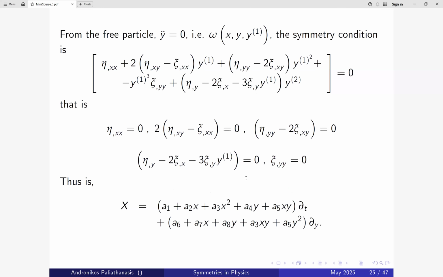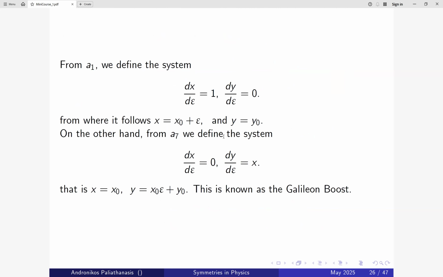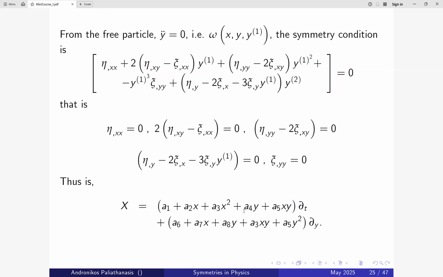On the other hand, from the vector field A7, we can define the system of this form, and this is a transformation. This is nothing else than the Galilean boost. So as you can see here, we were able to find what we know. All these symmetries also form the Galilean symmetries for the free particle.